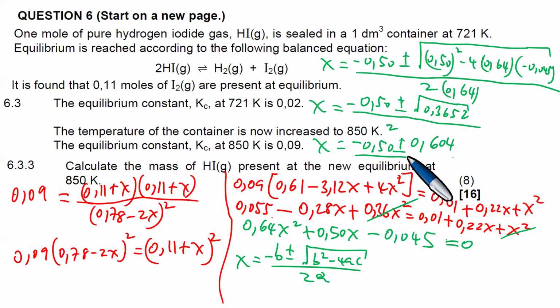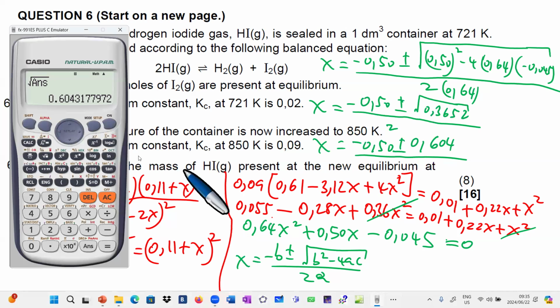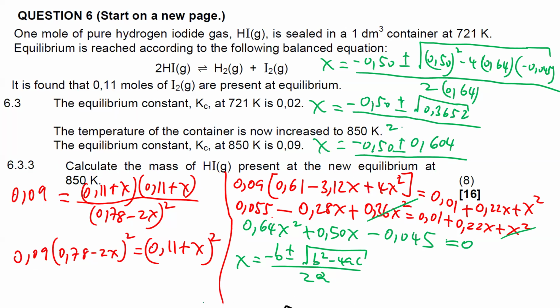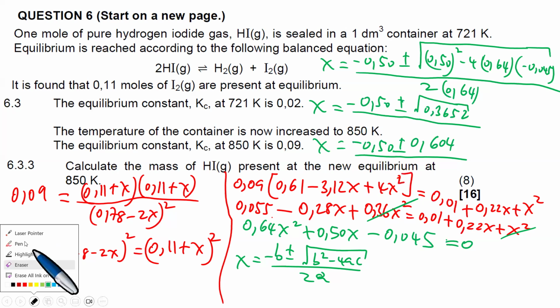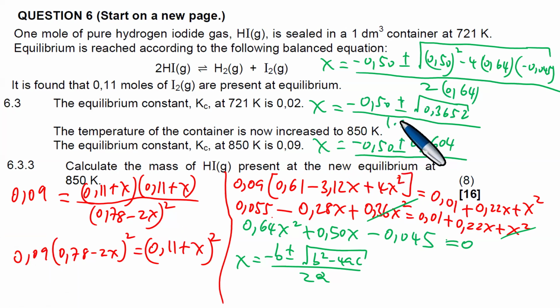0.604, you divide by, okay, it's not just 2 here, please. It is 2 times 0.64. So you're spending lots of time doing algebra. 2 by 0.64, right, which is 1.28 in the denominator. So this one is going to be exactly 1.28, also here.